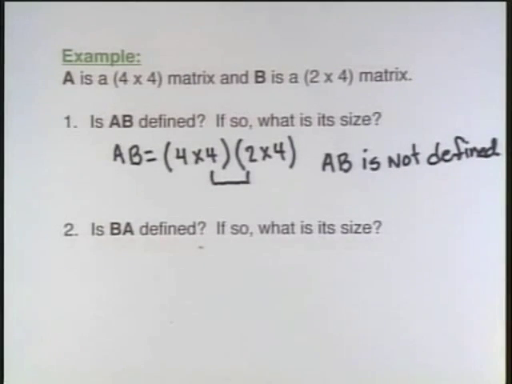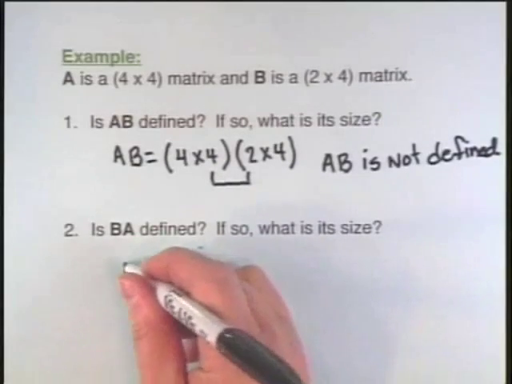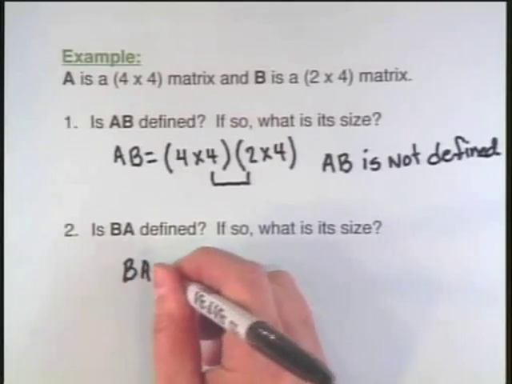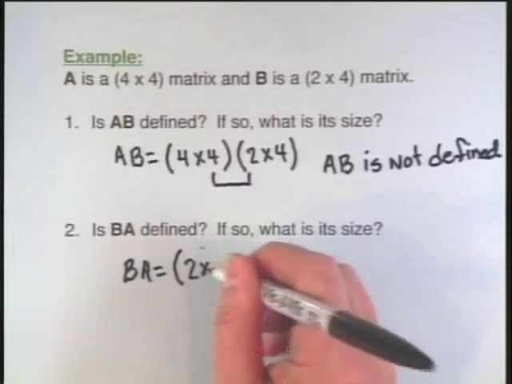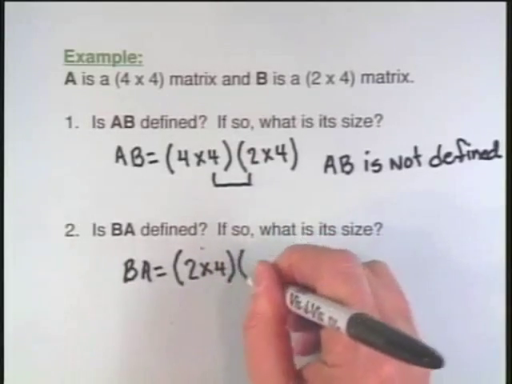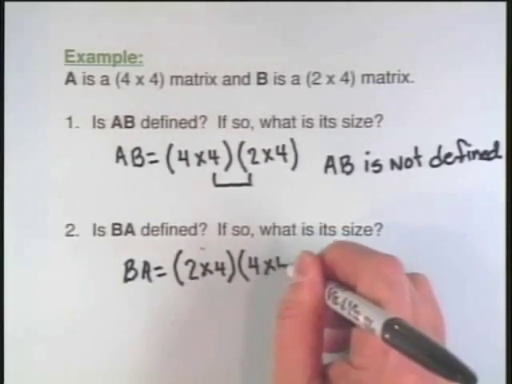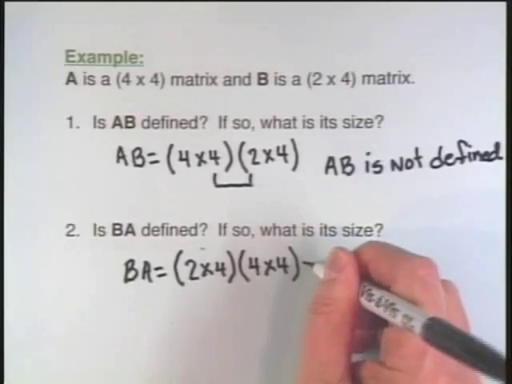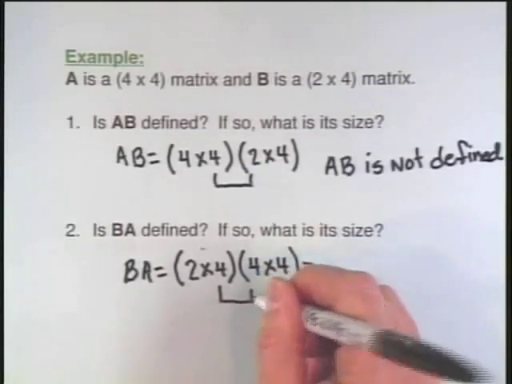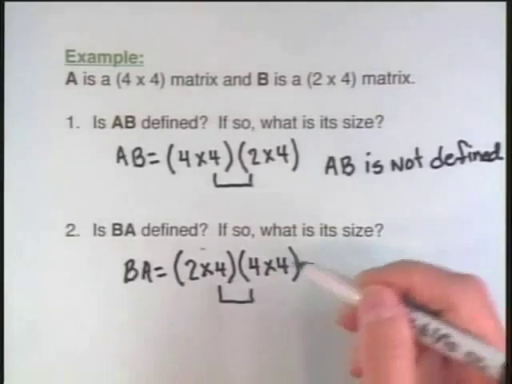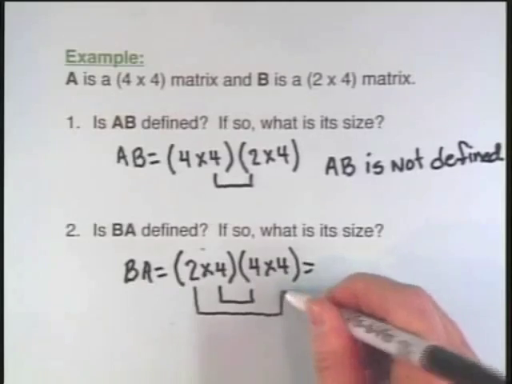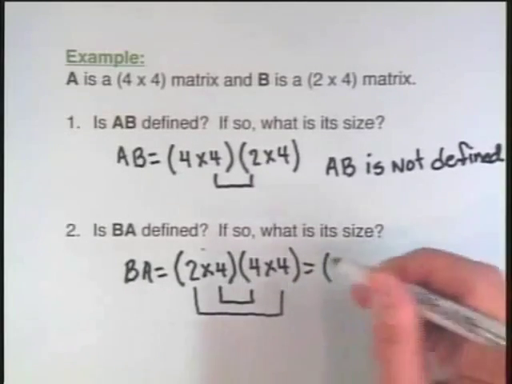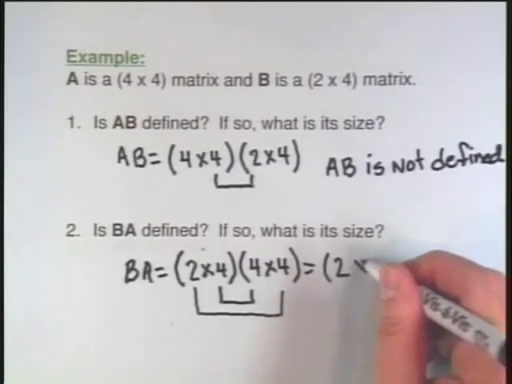Is B times A defined? If so, what is its size? B times A is equal to 2 by 4 times 4 by 4. This time the inner dimensions agree, both are 4, therefore the product exists and the outer dimensions give us the size. B times A is 2 by 4.